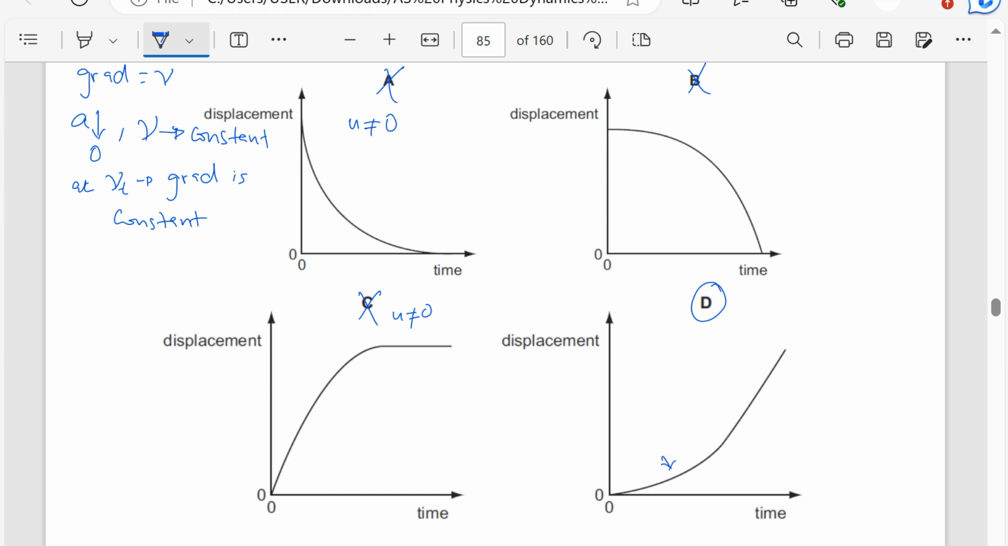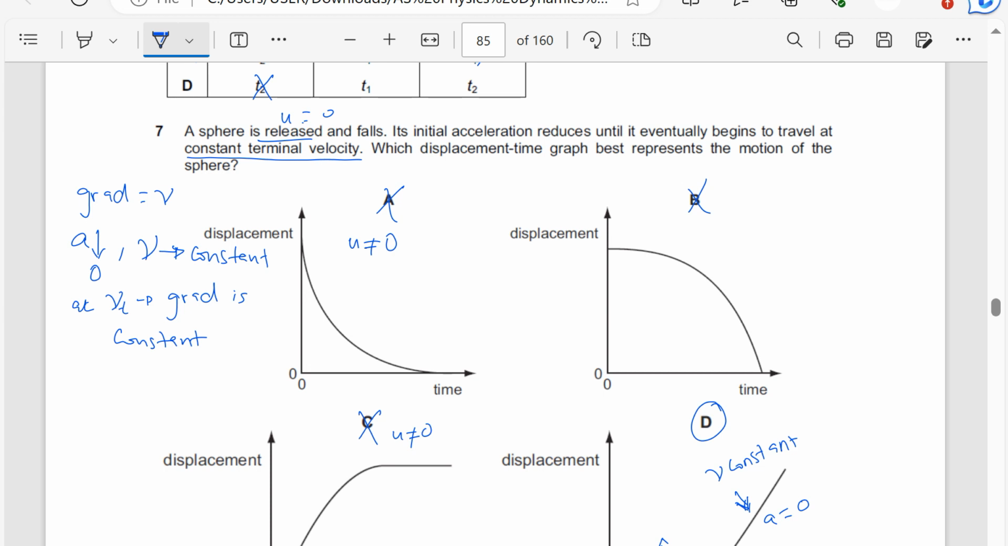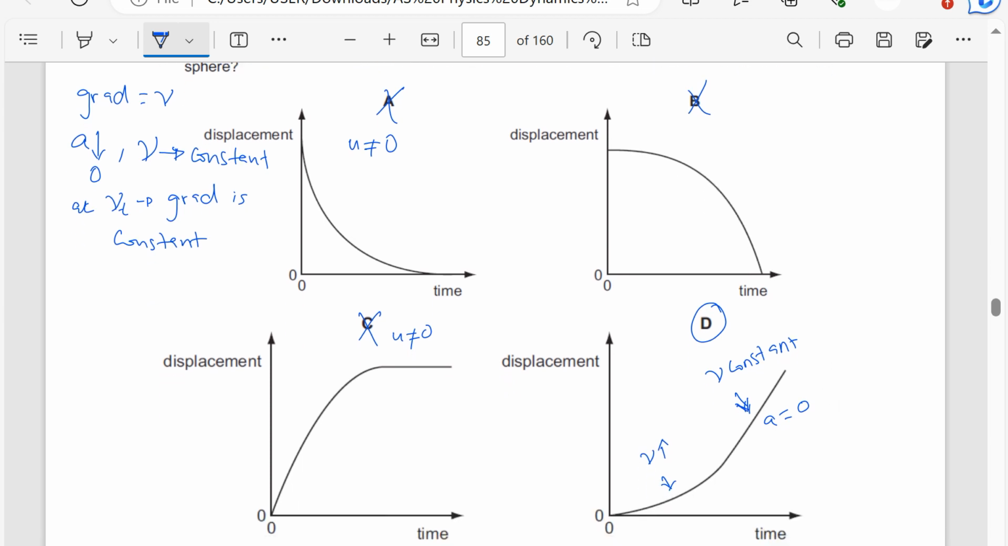Here the gradient increases, which means the velocity increases. There is an acceleration. But then here we see that the velocity becomes constant. V is constant because it's a straight line. So when V is constant, the acceleration is equal to 0. So at terminal velocity, the gradient must be constant, so it must be a straight line. And when it is a straight line, the velocity is constant, the acceleration is 0. So since the acceleration reduces, we must reach a constant velocity, a straight line. So the answer is going to be D.